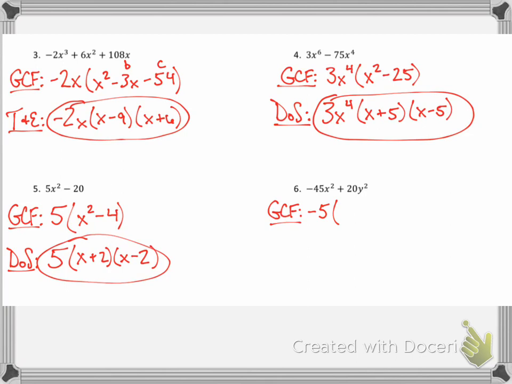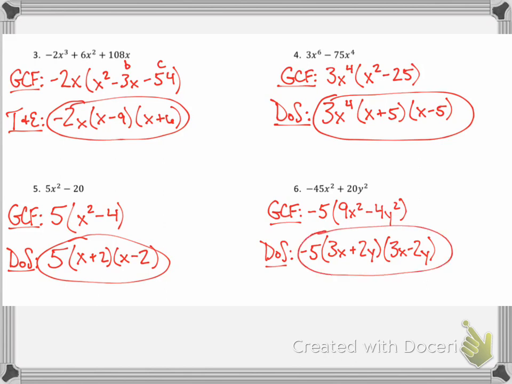When you divide each by negative 5, you're left with 9x squared minus 4y squared. So again, binomial, difference of squares, they are being subtracted. Both terms can be easily square rooted. 9x squared would be 3x, the square root of 4y squared would be 2y. One would get added, and one would get subtracted. So your final answer, negative 5 times 3x plus 2y times 3x minus 2y.